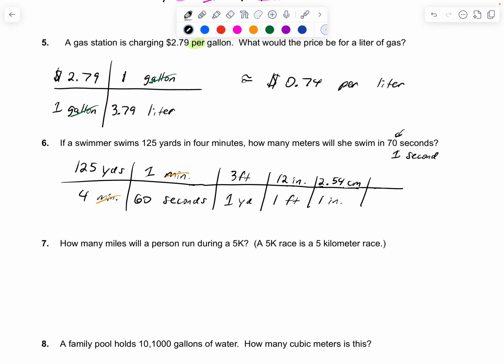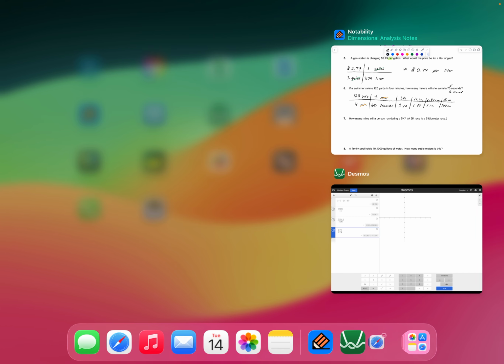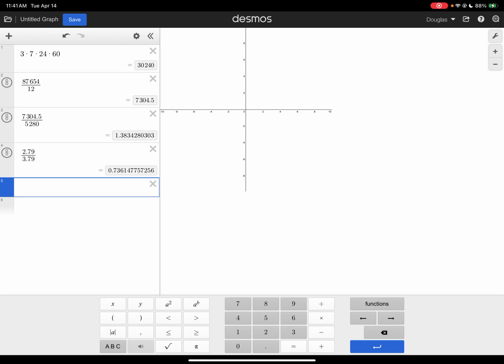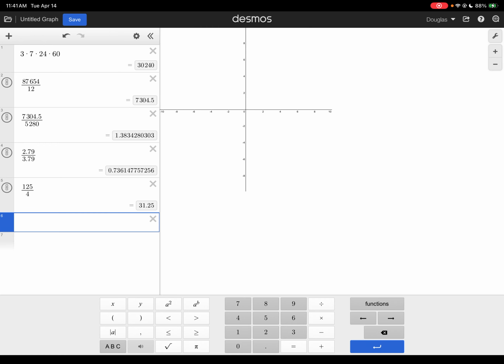And then I want to get centimeters to become meters, and there are 100 centimeters in 1 meter. All right, so again, this is a lot. Now my answer that I get here is not going to be the answer, right? It's going to be per 1 second how far is she going. So I'm going to go to my calculator. I'm going to type in 125 divided by 4 and then divided by 60. So 31.25 divided by 60.